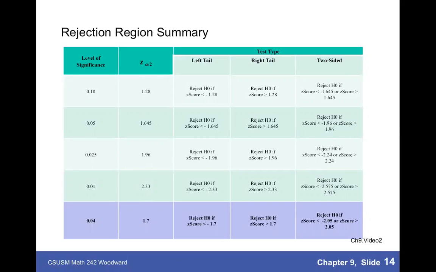So anytime the problem has a level of significance of like 0.1, and if it's a left tail, we're going to use that Z-score as the critical value. This is the critical value for a left tail test. This is the critical value when it's 0.05. The critical values here for two tail are if it's less than minus 1.645 or greater than plus 1.645.